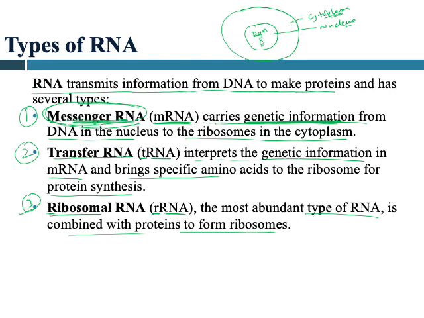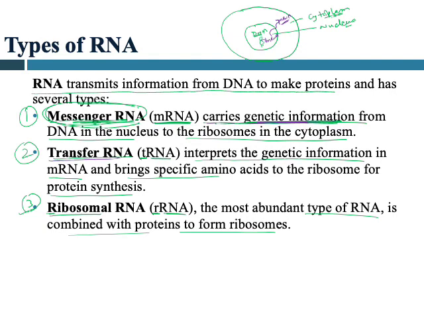So DNA forms mRNA, and this mRNA can cross the boundary of the nucleus membrane and go inside the cytoplasm, right, with all the information that DNA wants to deliver, right? So this also carries genetic information.